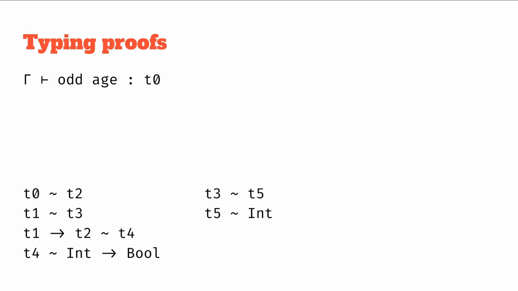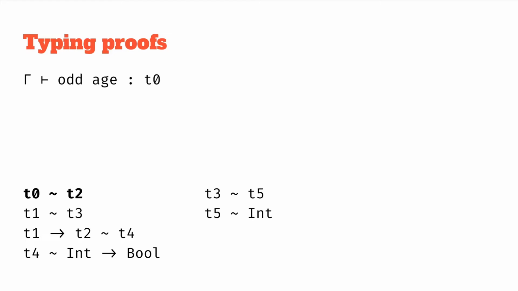So for example, that t0 has to unify with t2, t1 has to unify with t3, t1 to t2 has to unify with t4, t4 has to unify with int to bool, t3 has to unify with t5, and t5 has to unify with int. So let's try actually unifying these pairs. So let's start with the first of them.